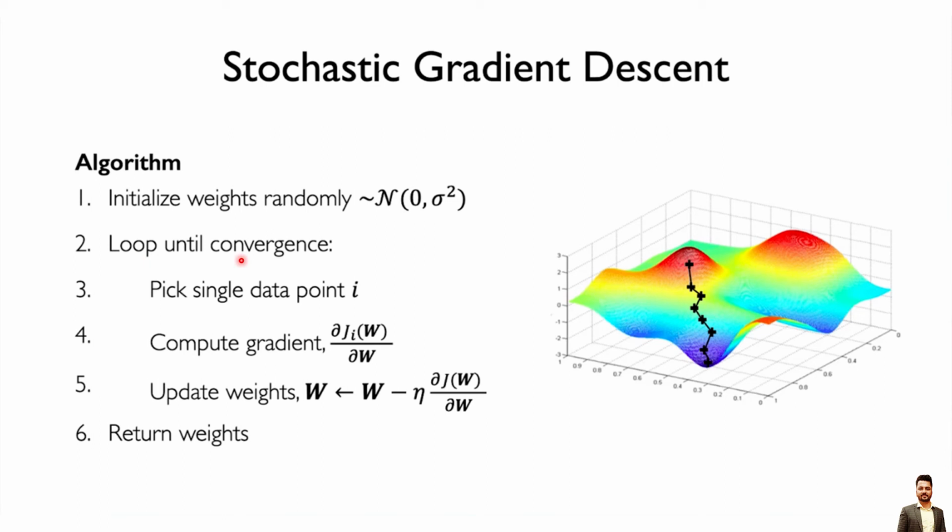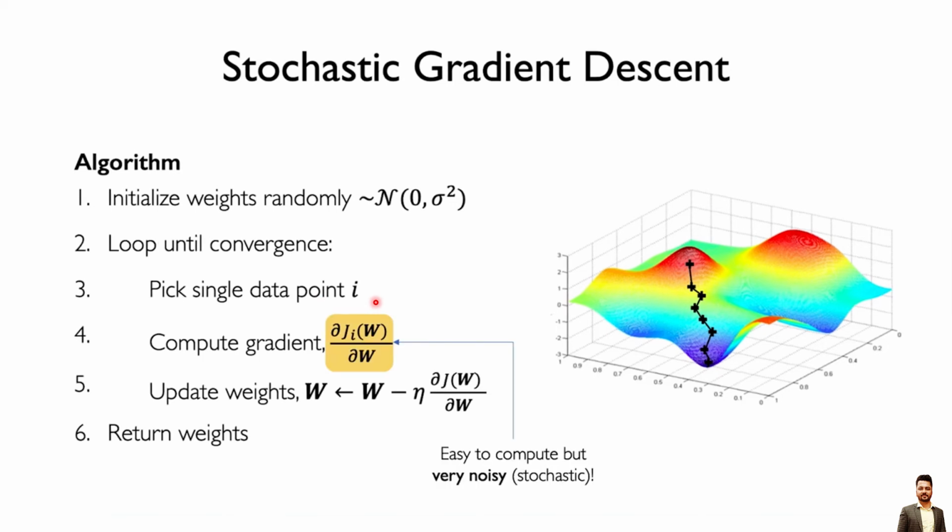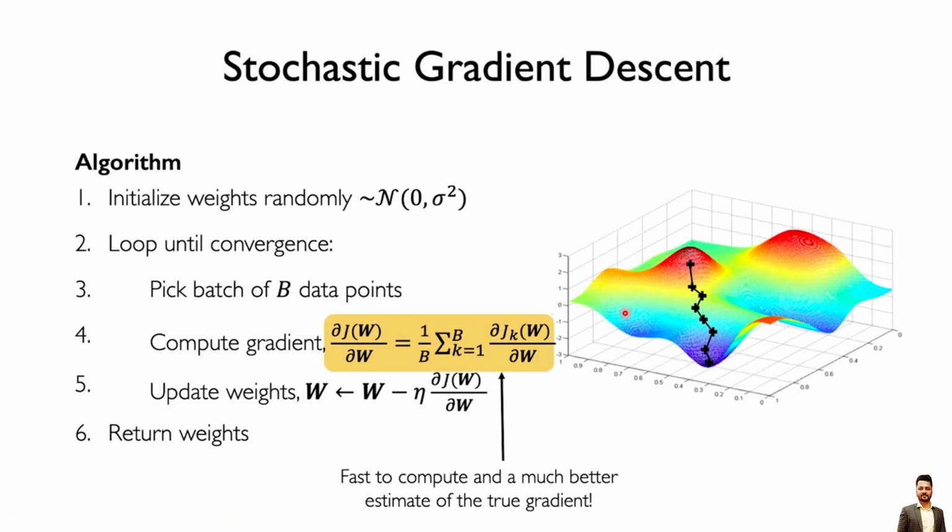Okay, loop until convergence, but pick a single data point i. This i can be different every time. Okay, so easy to compute but very noisy. Obviously now i is changing every time. It can be very noisy, it can be very computationally intensive also. You have to make batches out of it. You are not just picking random points, you have to make a batch of different data points.